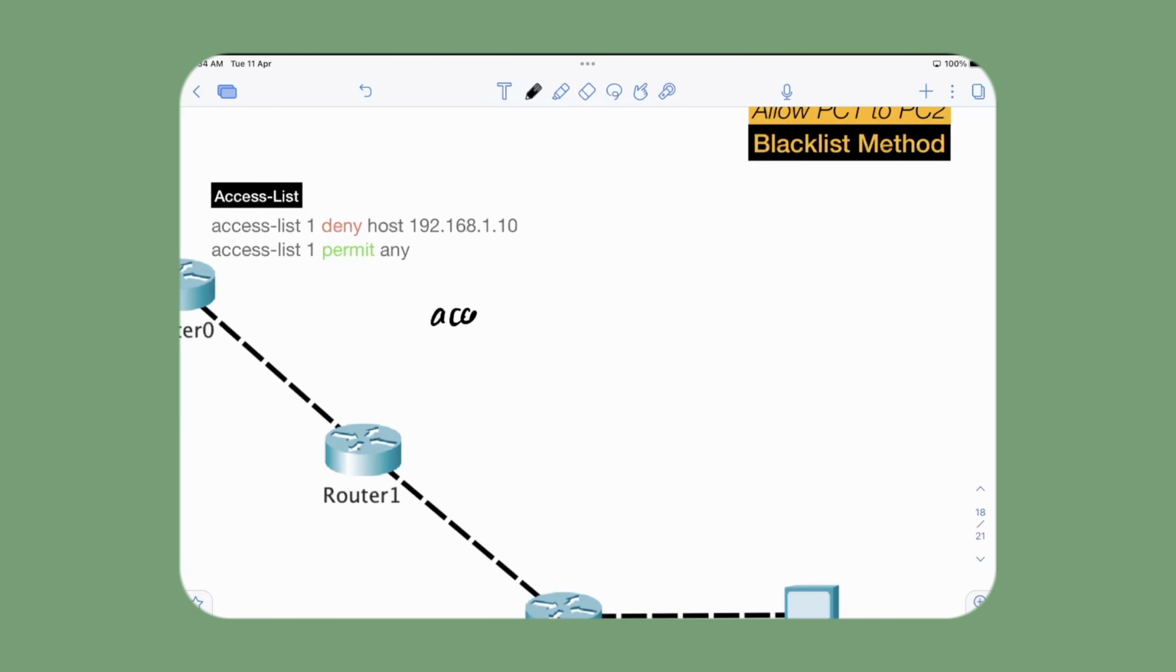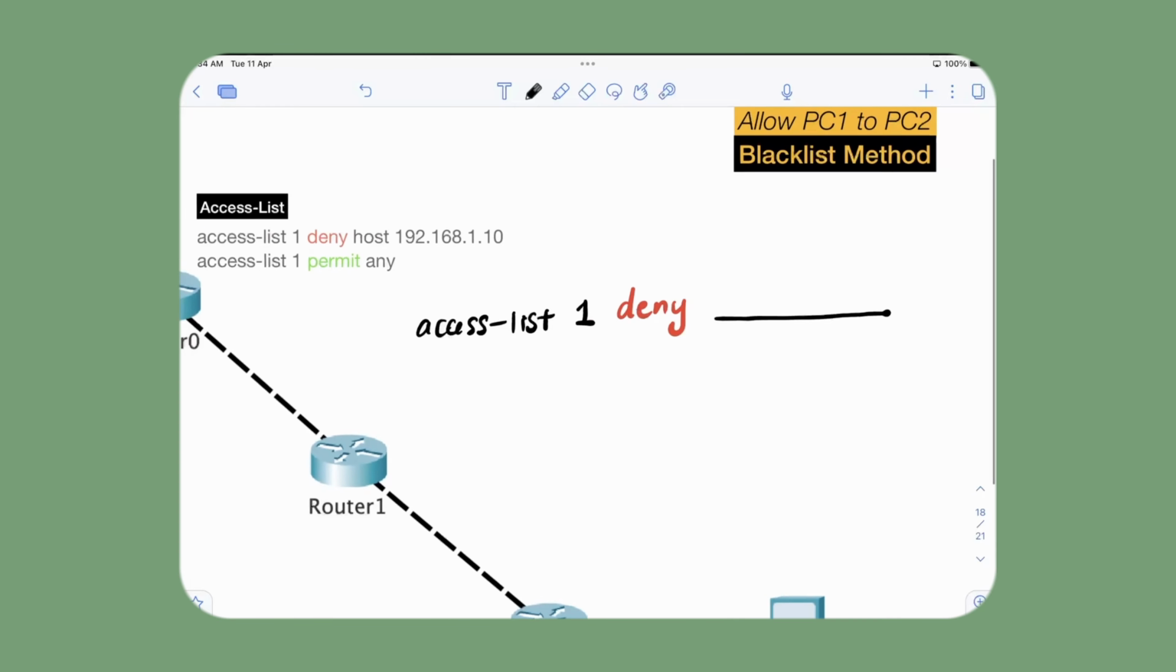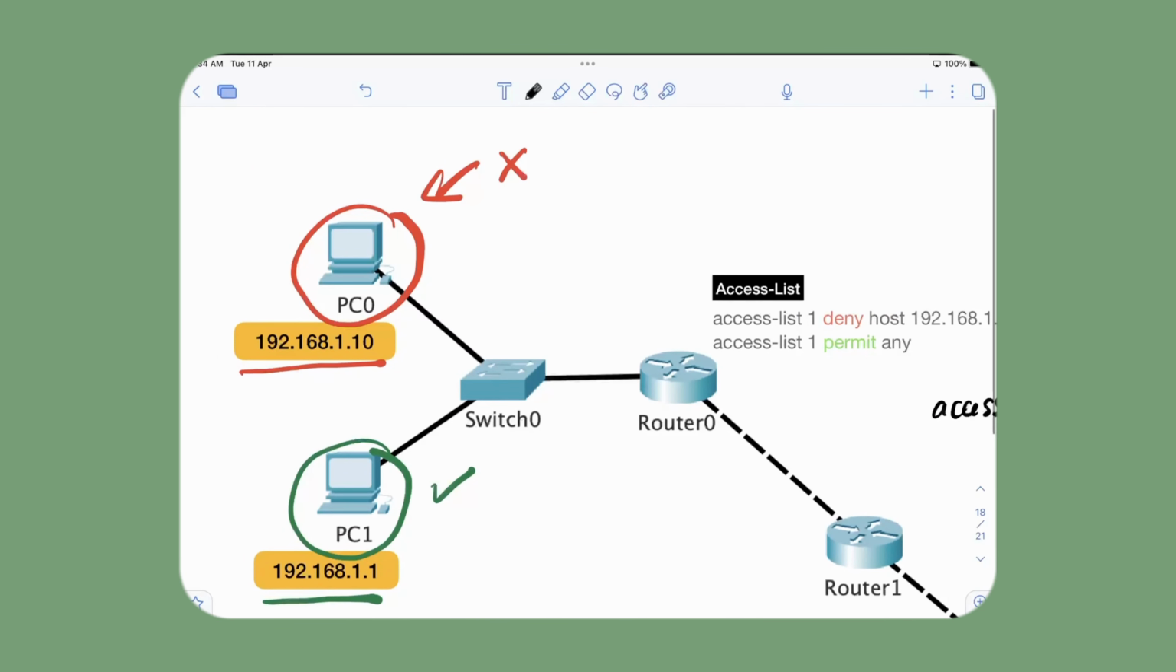Right, so the command is access-list. Now I use 1 because this is a standard one, so I just use 1. Now blacklist means that you want to block people, so you will use the keyword deny. Okay, followed by only one more syntax, which is the source IP. Who do you want to block? In this case, who do we want to block? We want to block this guy, 192.168.1.10. Right, now this is the guy. I know it already for sure.